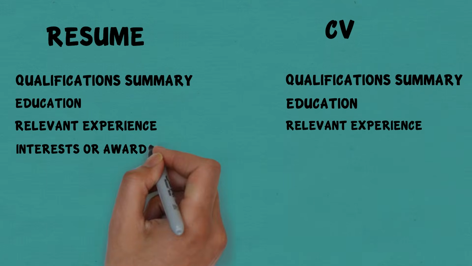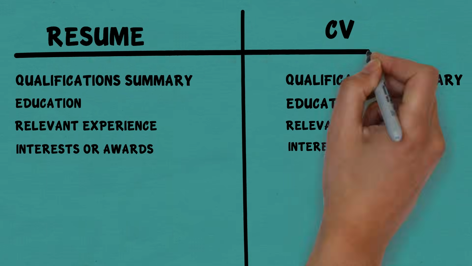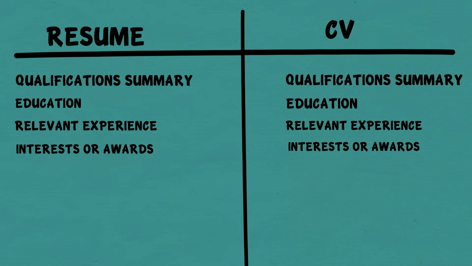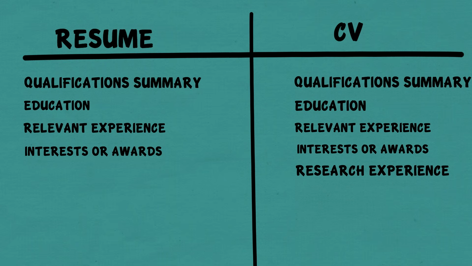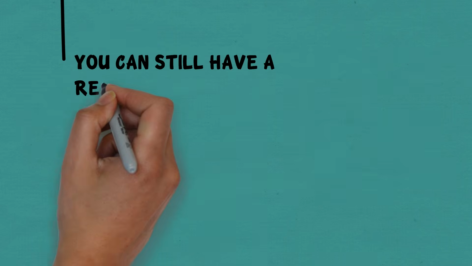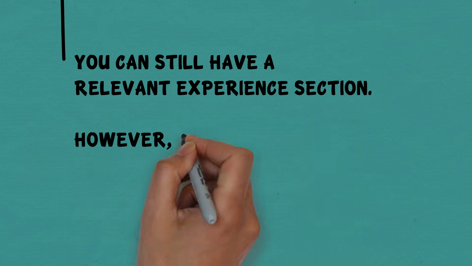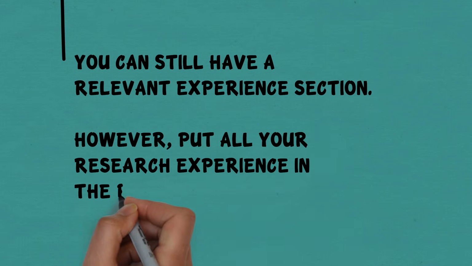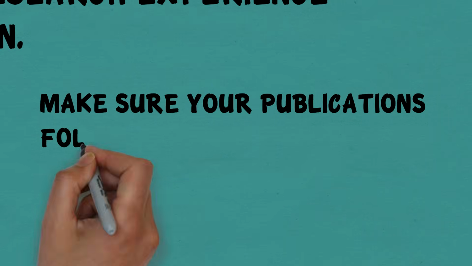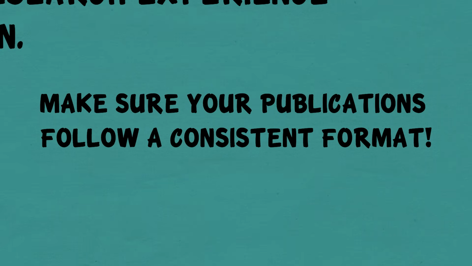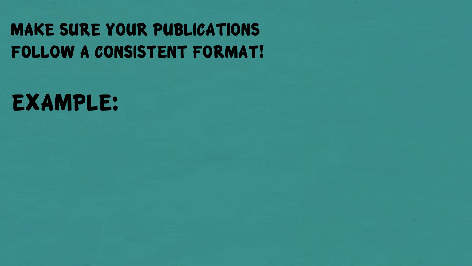Creating a CV is heavily focused on your research experience. You'll want to have additional sections titled Research Experience and also one titled Publications. You can still use the relevant experience section described above, but will want to keep all of your experience related to research in the section with that name. If you have any publications to list, you'll want to make sure they follow a consistent format, much like how references are listed on a term paper.